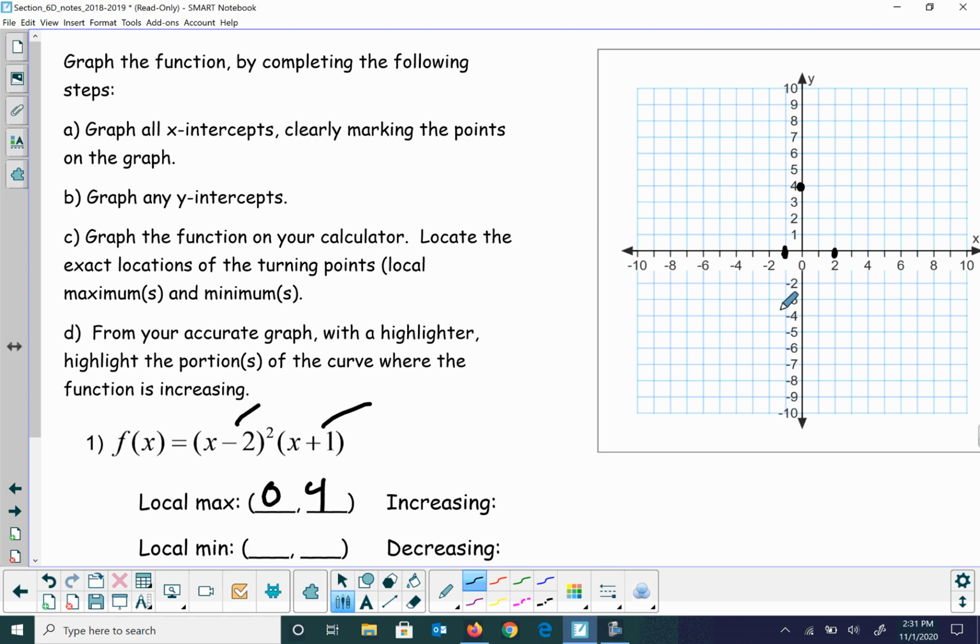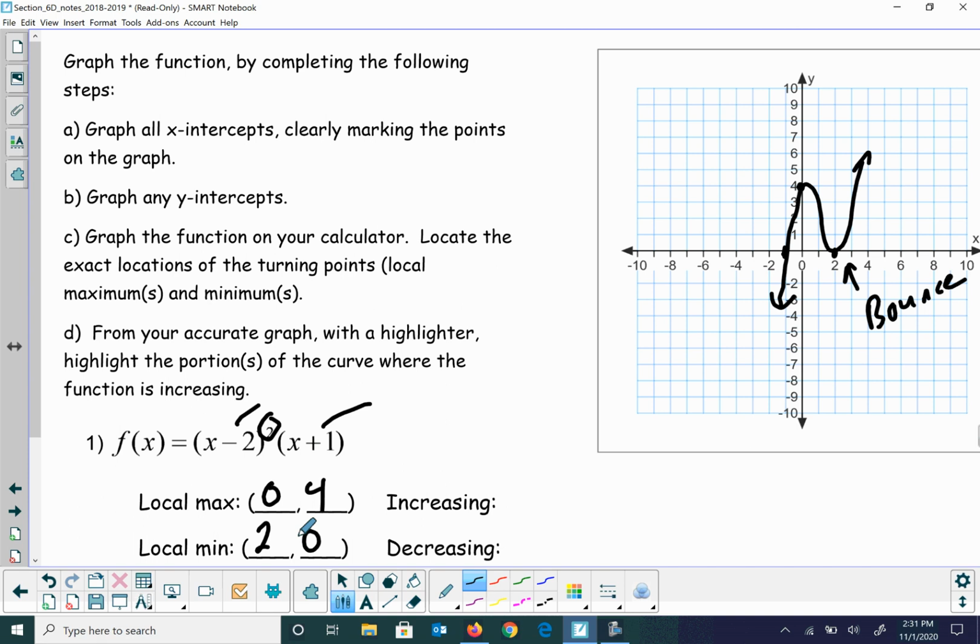So if we went back to that Desmos, we saw it did this. Why did we bounce? The reason we bounced is because that factor was raised to the second power. We have a local minimum actually at that bounce. So at 2, 0 is a local minimum.